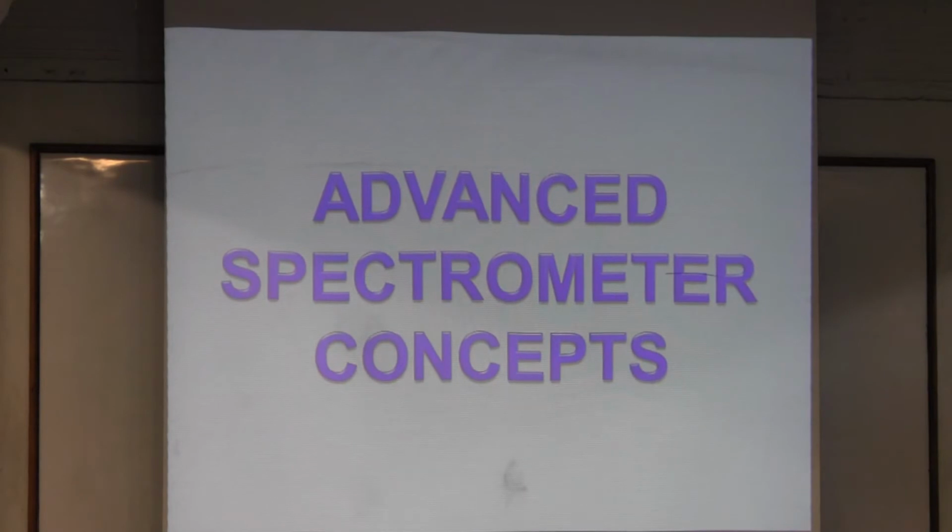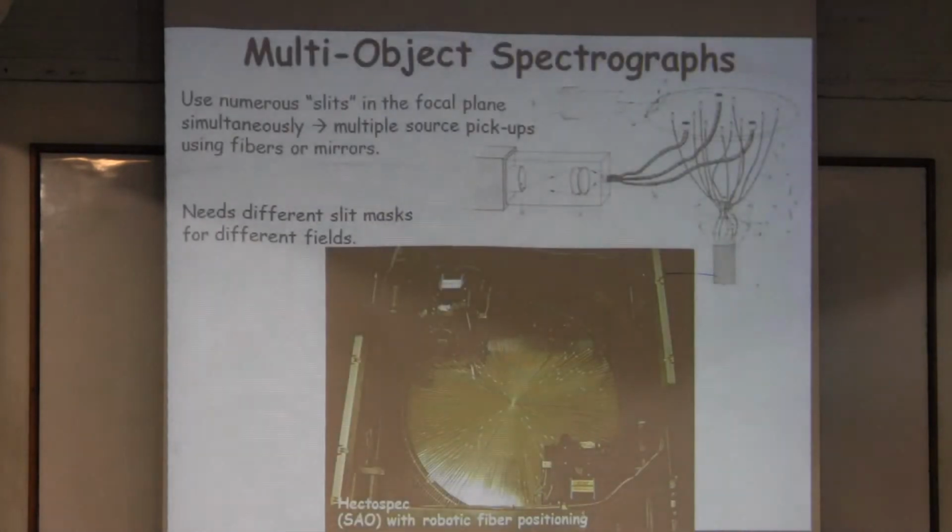For the remaining 20 minutes, I will show you a couple of spectrometer concepts. Now we know the different ingredients, and now these are some pretty pictures of different spectrometers you'll find at observatories. There is one important category, which is becoming more and more important actually, which are multi-object spectrometers.